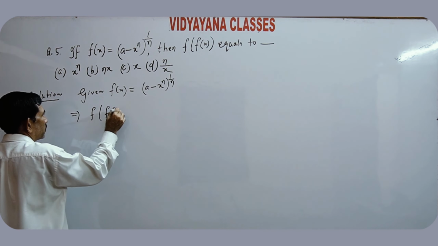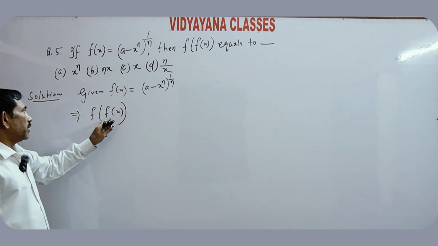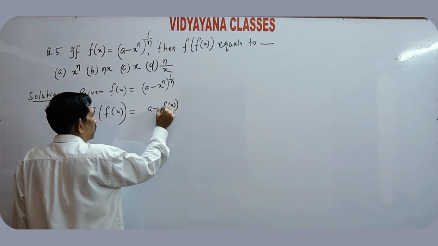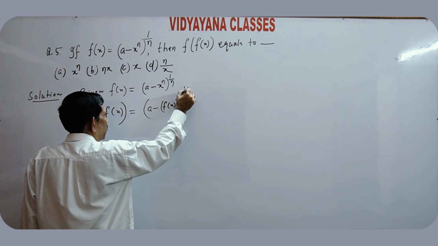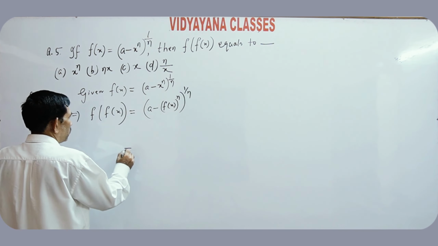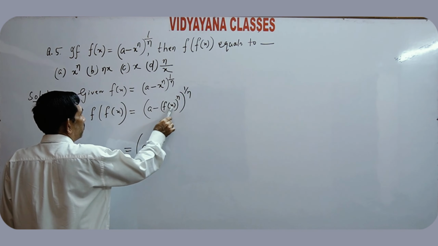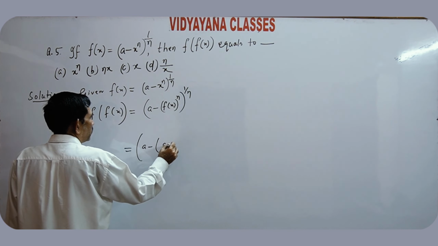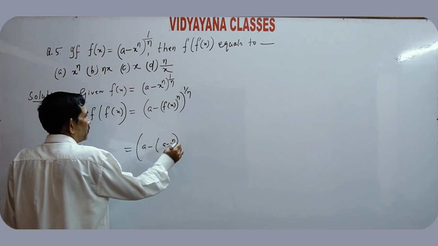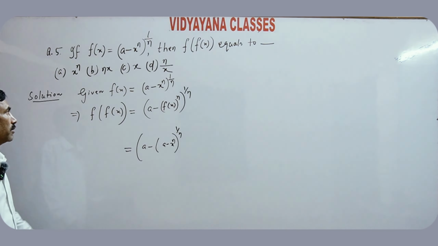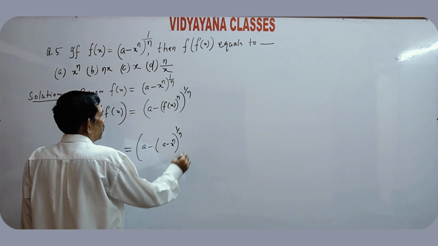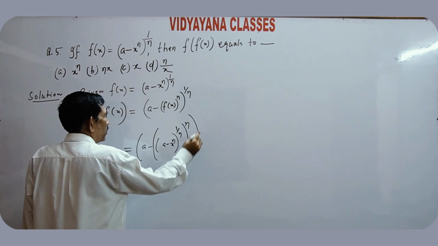f of fx. x is replaced by fx. Here x will be fx, (fx) whole to the power n, whole to the power 1 by n. x is replaced by fx, which is equal to a minus, what is fx? a minus x to the n whole to the power 1 by n. a minus fx means a minus (x to the n whole to the power 1 by n) to the power n, whole to the power 1 by n.